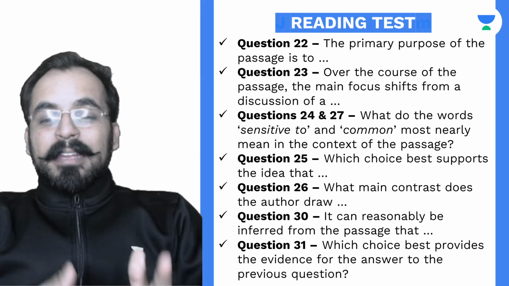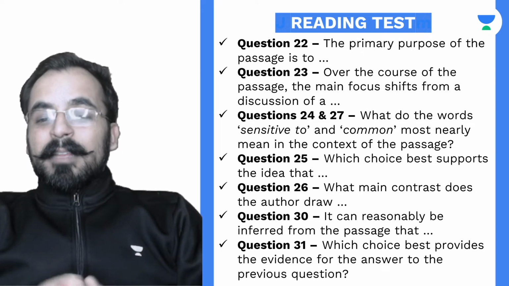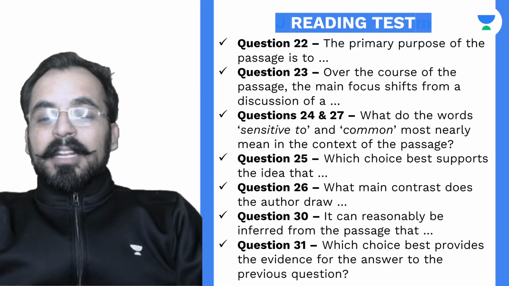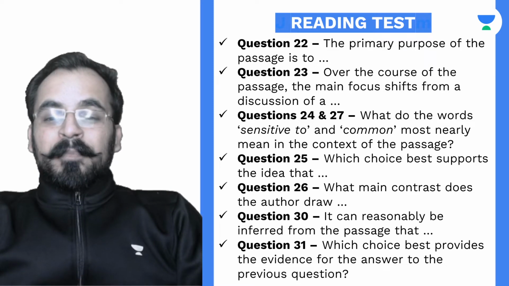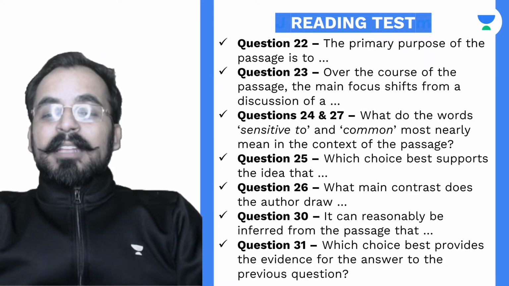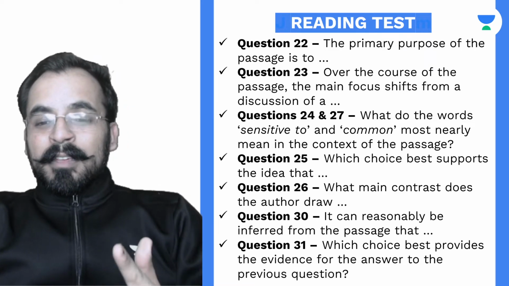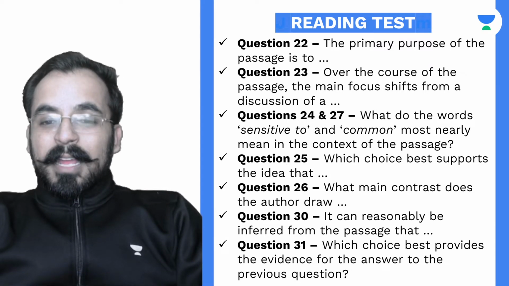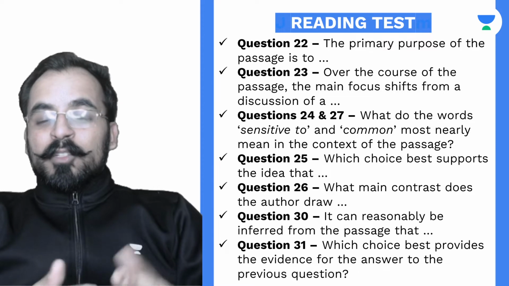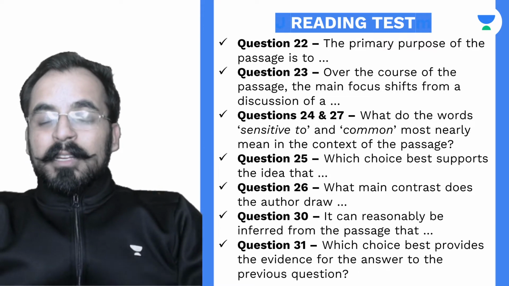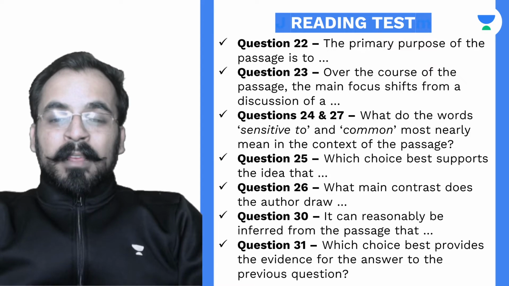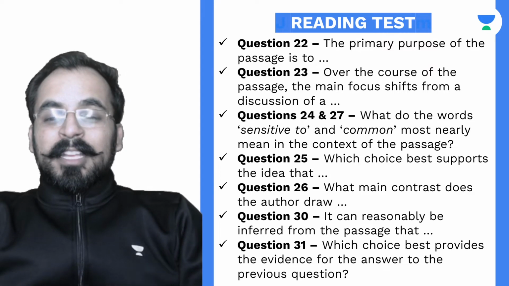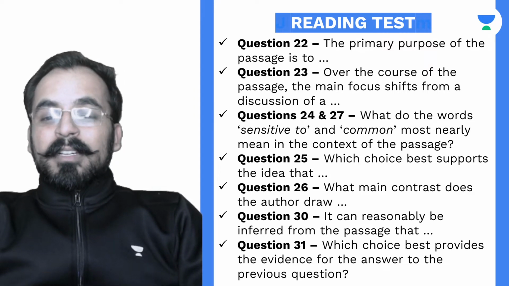Question number 30, again an inference based question: it can reasonably be inferred from the passage that. And question number 31 was an evidence based question: which choice best provides the evidence for the answer to the previous question? That means, what did the author conclude in contrast? What was the main contrast that the author drew? So questions 30 and 31 were interlinked. In question 30 you had to infer, and in question 31 you had to give the evidence from the passage which led you to infer the answer.